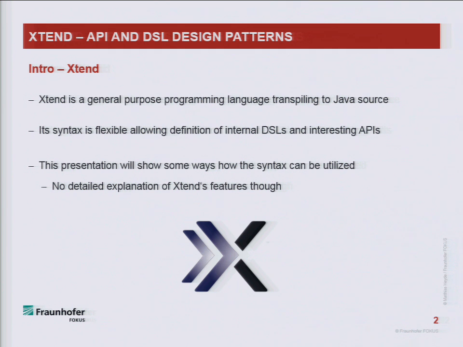So who of you has never seen any Xtend code? All right, this might be difficult to follow, but maybe you can still get something from that, right? At least some jokes. So it is a general purpose language that transpiles to Java code. So in the end, you can get Java code, and you can even later on work with Java code if you want to. The syntax of Xtend is very flexible. So you can define internal DSLs, like you can use language features itself to define APIs that look like DSLs.